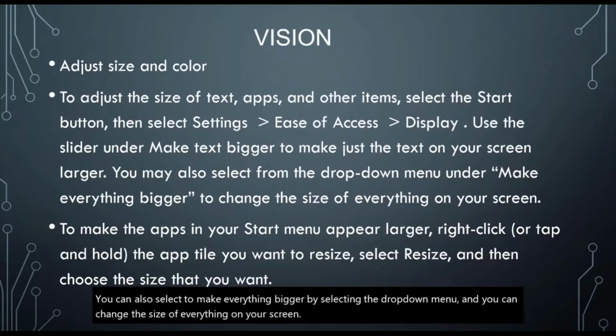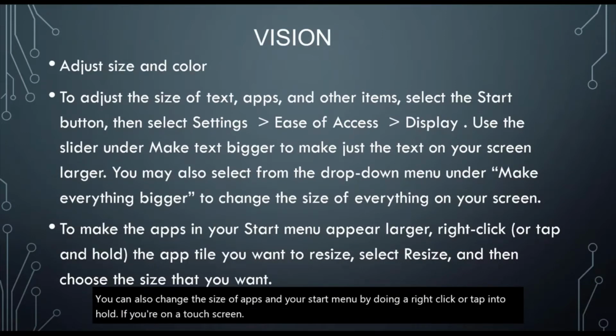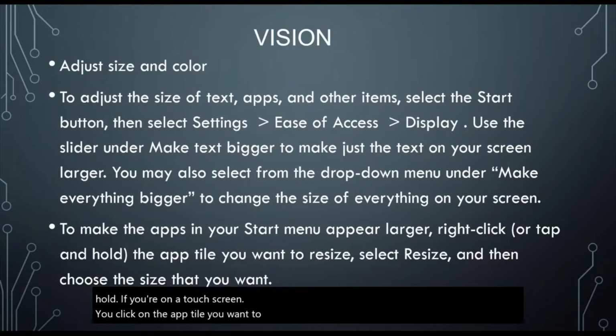You can also change the size of apps in your start menu by doing a right click or a tap and a hold if you're on a touch screen. You click on the app tile you want to resize, and then you can select resize and make it smaller or larger depending on your needs.